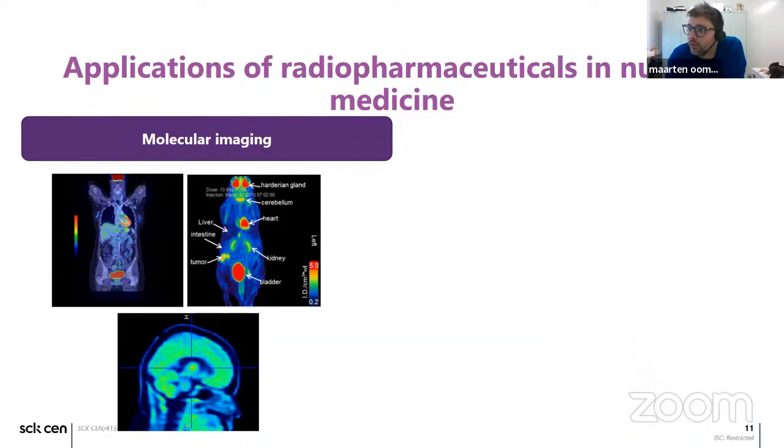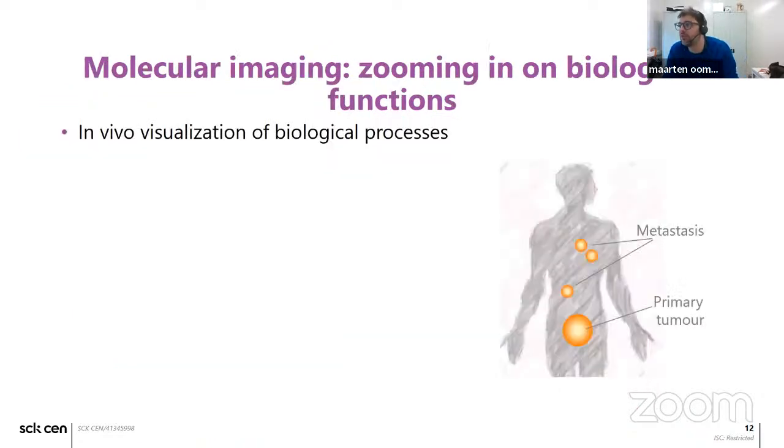Molecular imaging is basically a process to visualize biological processes in vivo. So what does it mean? You all know a CT or an X-ray, where you get anatomical information. With molecular imaging, you will not get that. You will get info on a biological process.